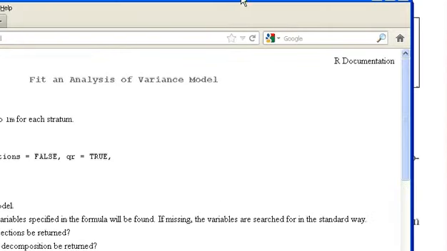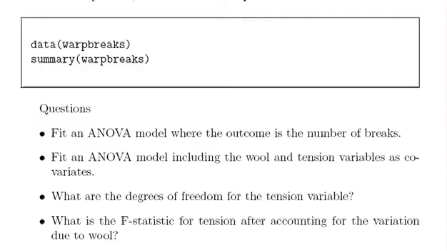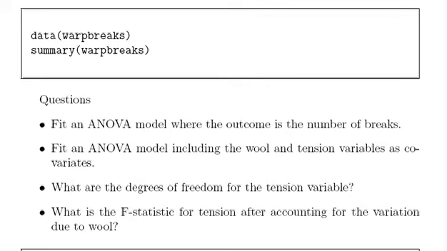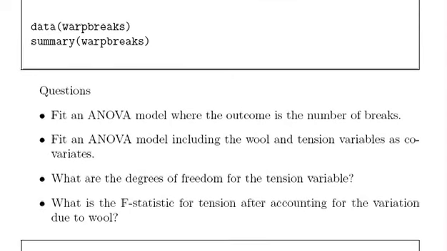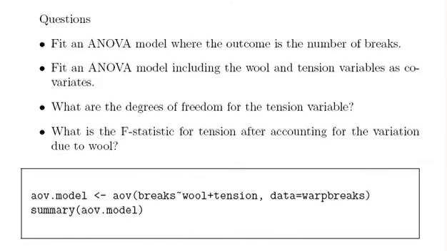I'll close that down. So the way we're going to do this is we're not going to fit any interaction effects or anything like that. It's a very simple model. What we're going to do is call it aov.model, and it is the response variable, the tilde symbol, the little squiggle, and the 2 predictor variables, wool and tension. So just a little plus sign between them, and then just the name of the data set.